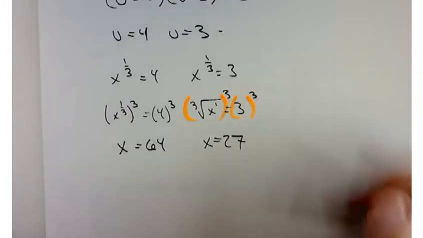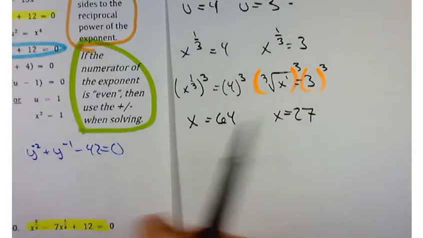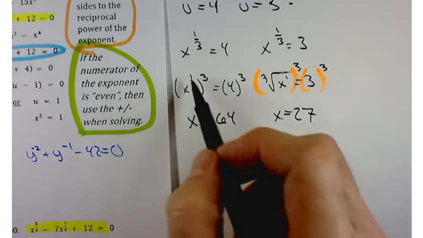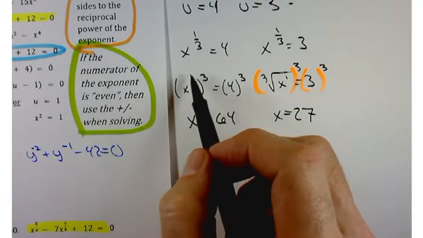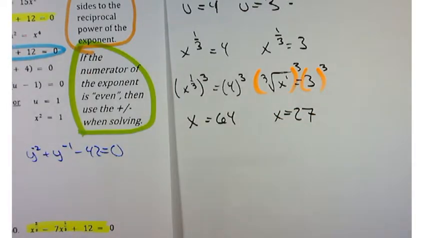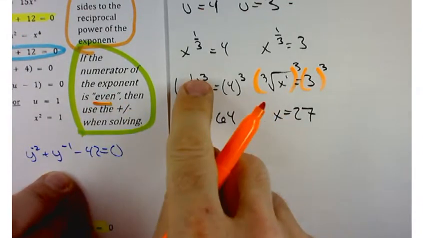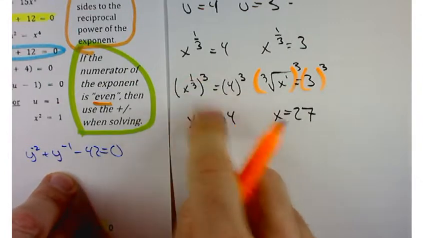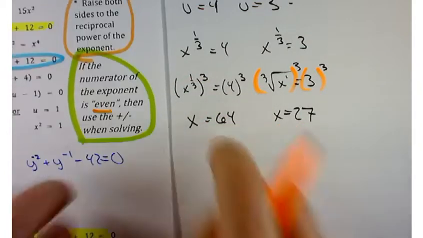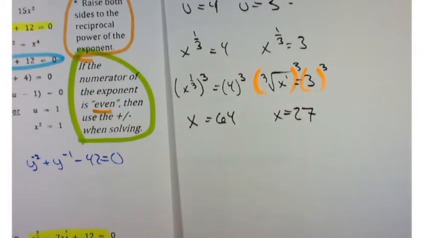How come I didn't need the plus or minus? Yeah, because the numerator of this exponent is odd. If that numerator was even, if that was a 2 up there or a 4, then I'd need the plus or minus. But because it's odd, I don't need to worry about the plus or minus there.